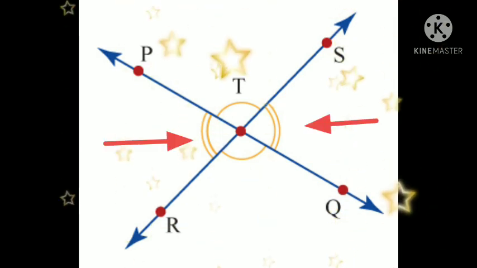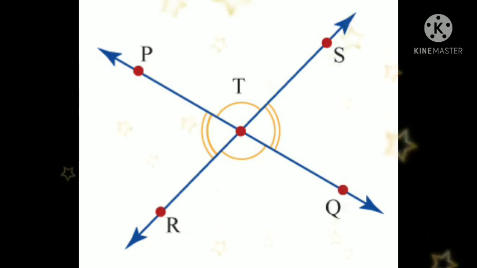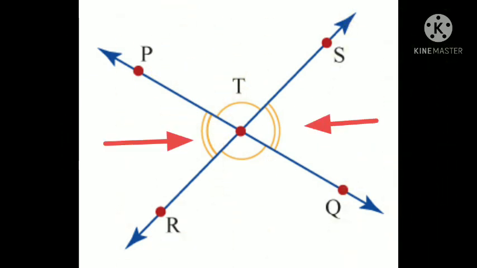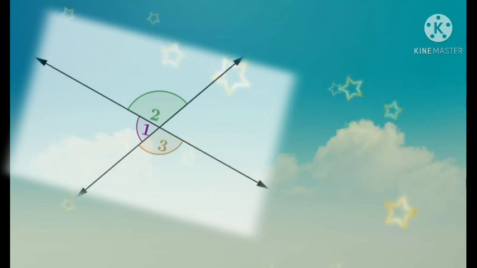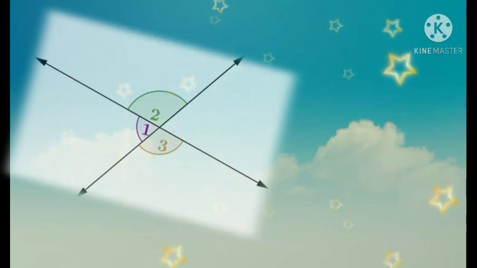Here, angle STQ and angle PTR are vertically opposite angles and they are equal. Similarly, angle PTS and angle RTQ are also vertically opposite angles and they are also equal. Now let's understand the concept of these two angles with this diagram.